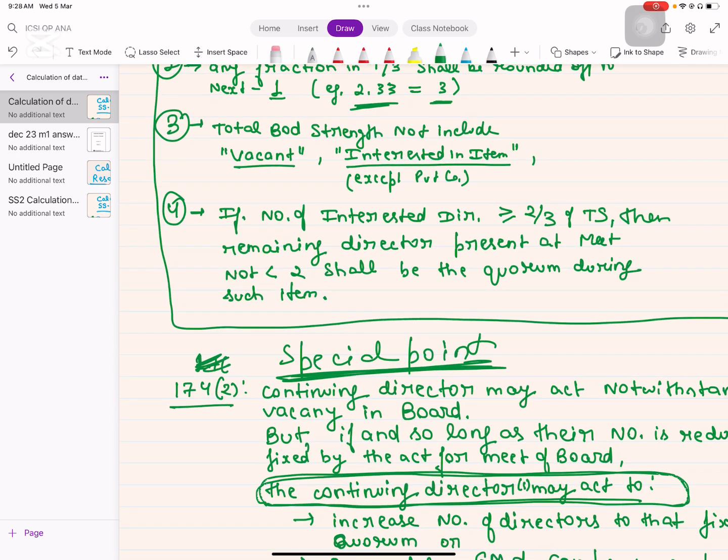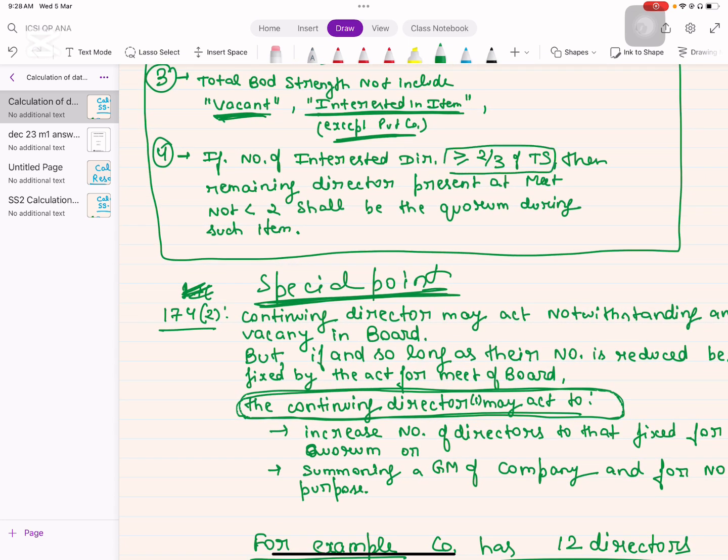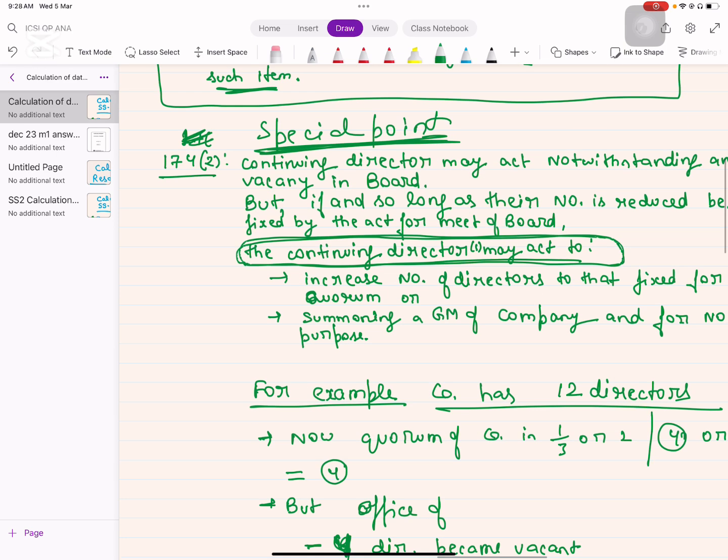Now total board strength shall not include vacant directors and interested directors, except in the case of a private company. I mean, in a private company, an interested director can take part in the board meeting after disclosure of their interest. But if the number of interested directors exceeds 2/3 of total strength, then the remaining directors present at the meeting, not less than 2, shall be the quorum during such item.